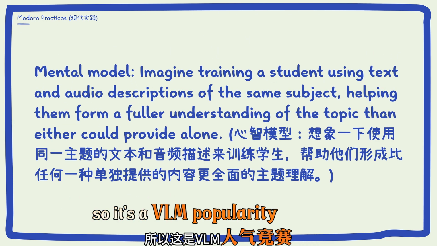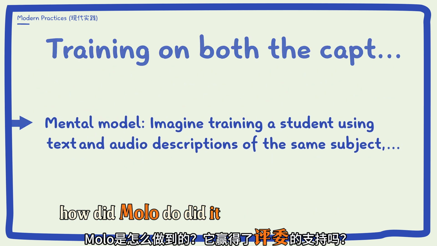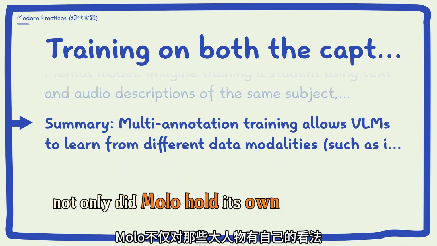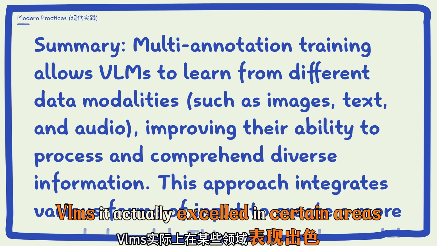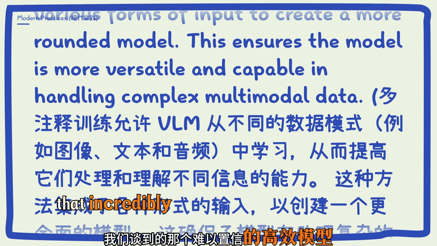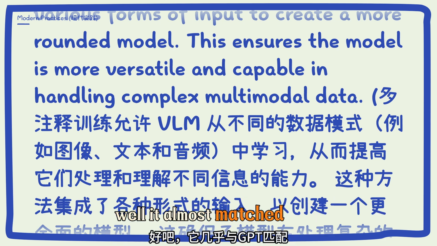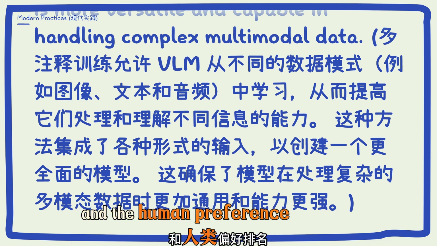So it's a VLM popularity contest. I'm on the edge of my seat. How did Molmo do? Did it win over the judges? The results were impressive. Not only did Molmo hold its own against those big-name VLMs, it actually excelled in certain areas. Remember Molmo 1B, that incredibly efficient model we talked about? Yeah, the one that's punching above its weight. Well, it almost matched GPT-4V in both the academic benchmarks and the human preference ranking.